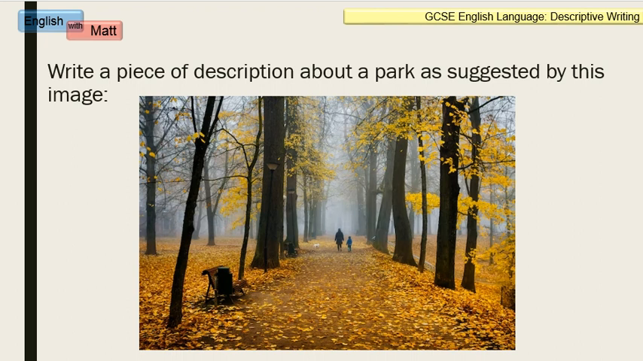In my mind, the most important word in this task is the word suggested, because that reminds us that this image is just a prompt. You don't necessarily have to follow this image at all, as long as you're writing about a park. This is just a prompt. So you're not supposed to be limited or restricted by the image, but it's designed to help prompt you to think about what you could use. So suggested is quite an important word. This image is not supposed to restrict you.